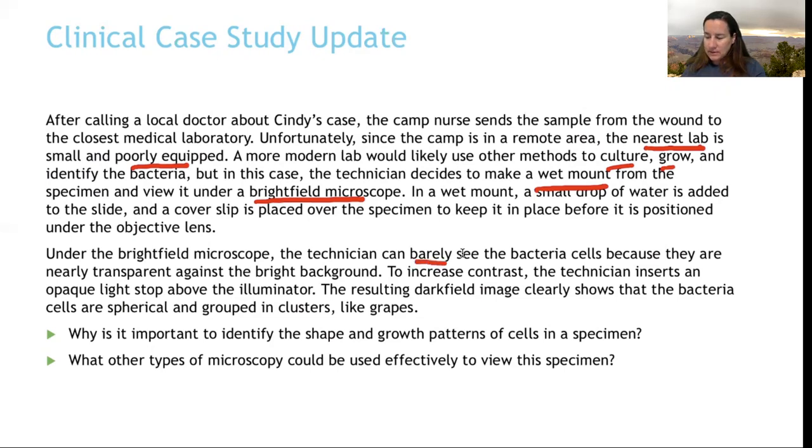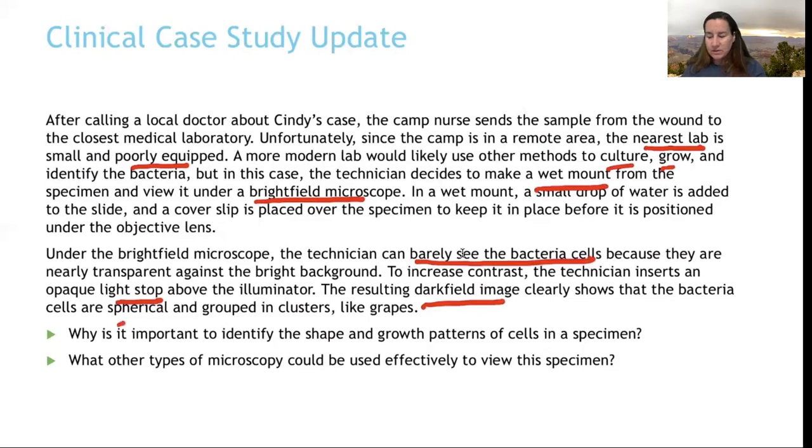They could barely see the bacterial cells because it was clear, they just did a wet mount against a bright background. So they are going to put in a light stop. Remember what happens when you put in a light stop? What does it become then? Now it is a dark field image, and they can see the bacteria better that way.